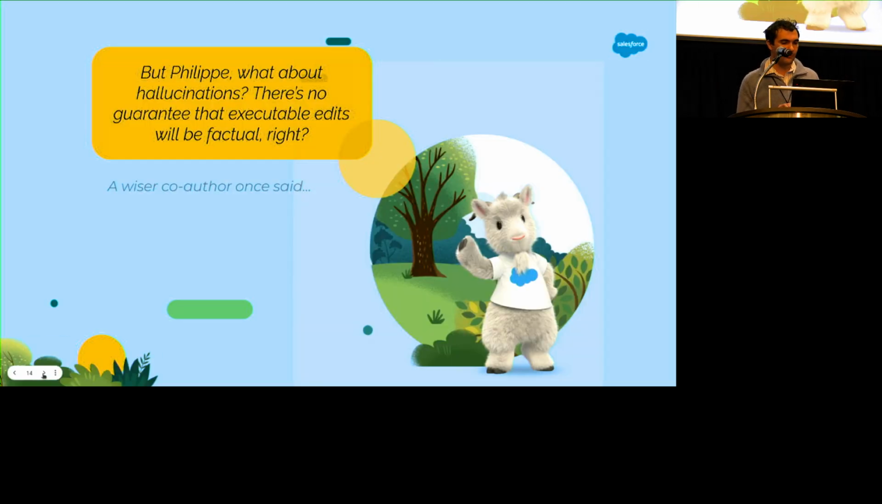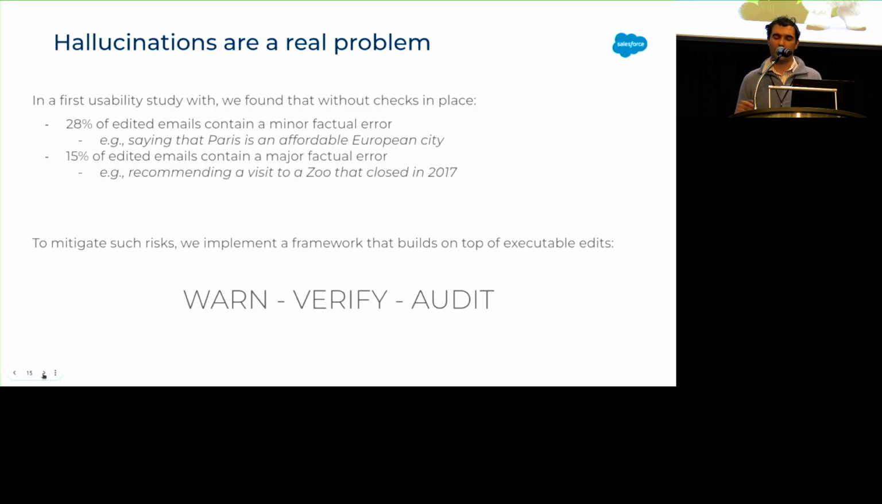Okay. Then a wise co-author on this paper told me, but hey, Philippe, if you use LLMs instead of Grammarly, what about hallucinations, right? There's no guarantee that because you're using executable edits, things will be factual. And that was absolutely true. So in the first study, we annotated for hallucinations, or factual errors, that happen in these documents, and we found that about 28% of the edited documents contain minor factual errors, like saying Paris is an affordable city, and 15% actually included major factual errors, like saying you should go visit the zoo, that actually is closed.